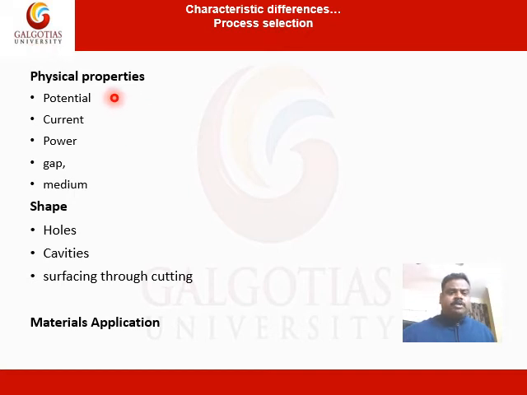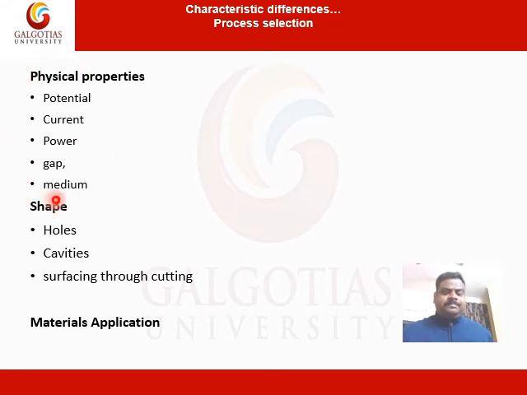Coming to physical properties, these are the physical properties on the basis of which the process has to be defined. Potential: which voltage and what current is available, what power is required, and what gap is to be given between the tool and the workpiece, and what the working medium is, like abrasive slurry, abrasive in gas, or electrolyte, or some chemicals used as a medium, and air, argon and nitrogen used as a medium. So there are various physical properties on the basis of which the process has to be chosen.